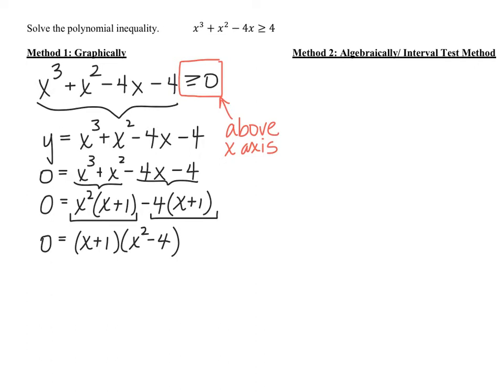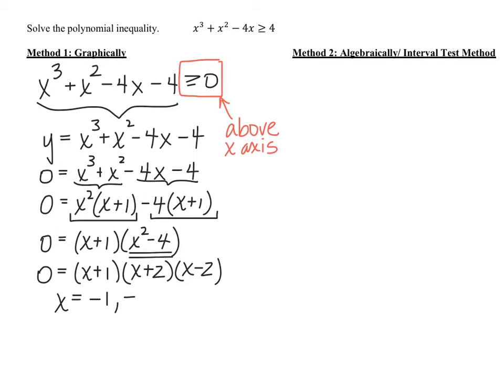Then I noticed that x squared minus 4 is a difference of perfect squares. So I can actually factor that factor a little bit further. X squared minus 4 will factor into x plus 2 times the quantity x minus 2. So from this factored form, I can see that I have 3 zeros, 3 x-intercepts, which would be negative 1, negative 2, and positive 2. And each of these x-intercepts appear just one time. So we don't have any multiplicities here.